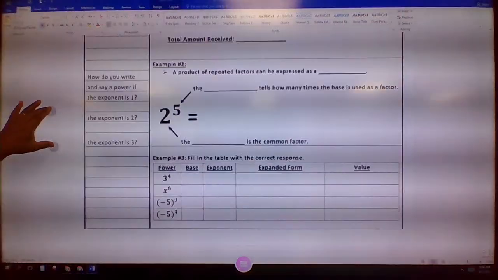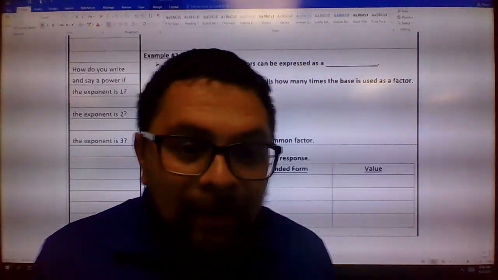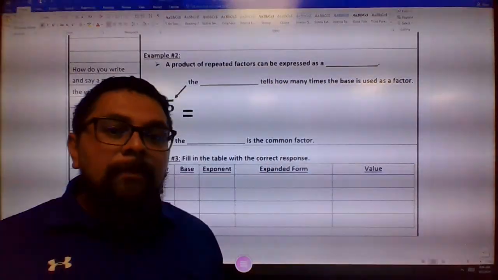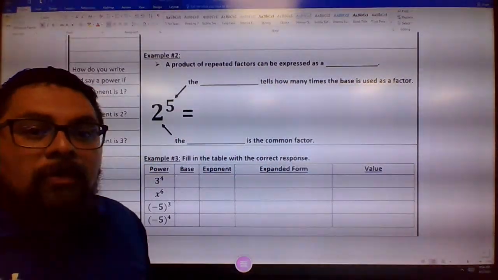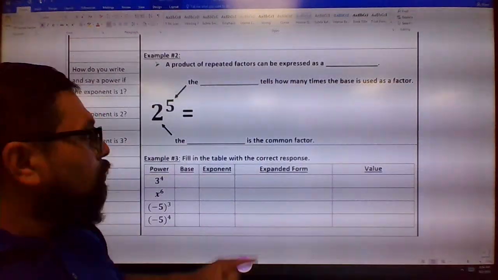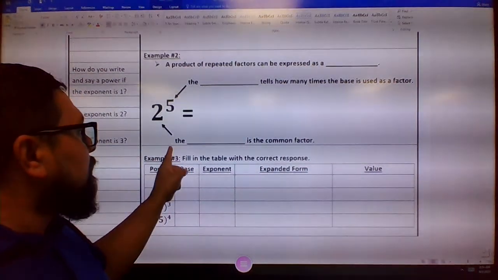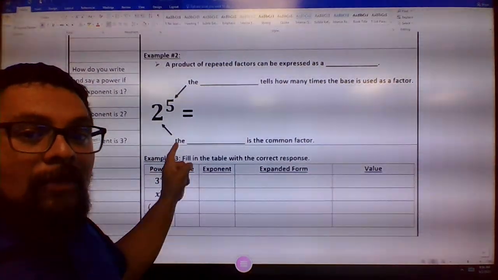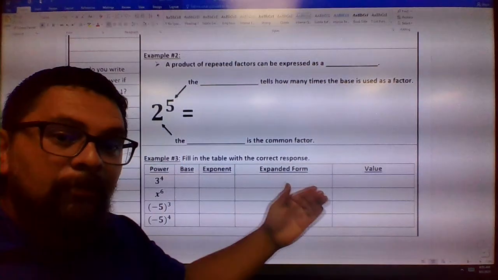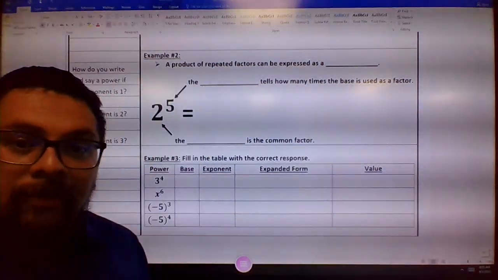Example two, we actually went into the components of a power. What are the components? What are they made of? This is the exponent, and this is the base. We went over these already on a previous video, so you can go and take a look at those.